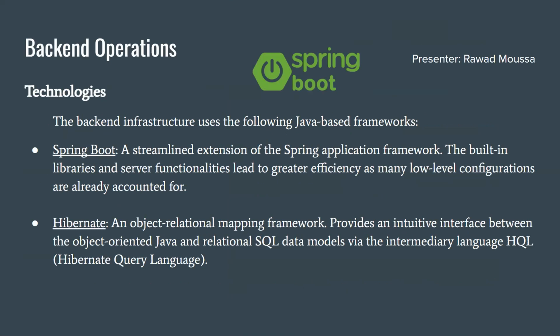First, Spring Boot, which is a Java-based Spring framework. Spring Boot has many built-in libraries and very flexible configurations, which makes it a very useful framework for writing REST API applications. Another framework that we use is Hibernate, which is another Java-based framework. Hibernate can easily map data from Java classes to database tables by providing a mapping interface between the two.